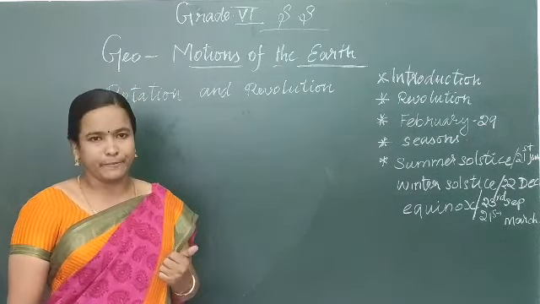Summer, winter, spring, autumn. Earth rotates on its axis, which causes day and night. Earth moving around the sun causes seasons: summer, winter, spring and autumn.